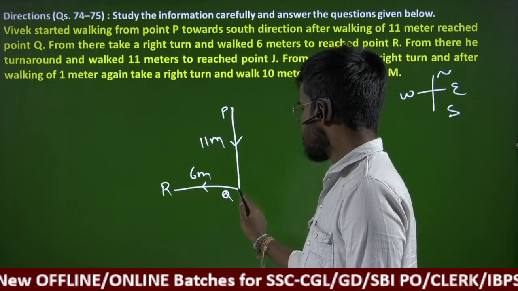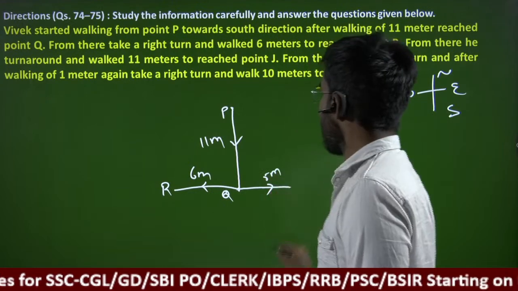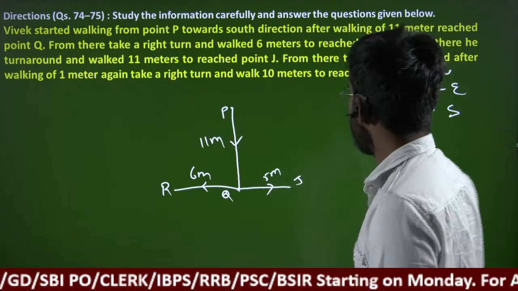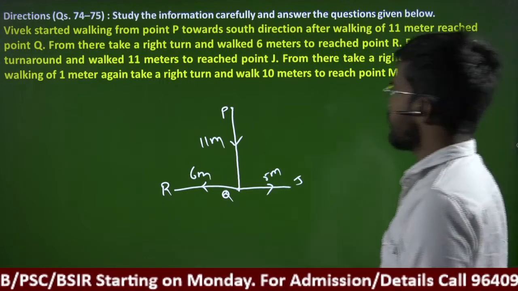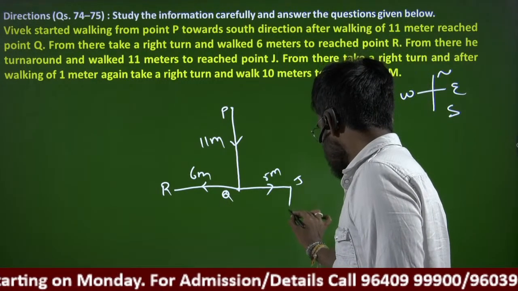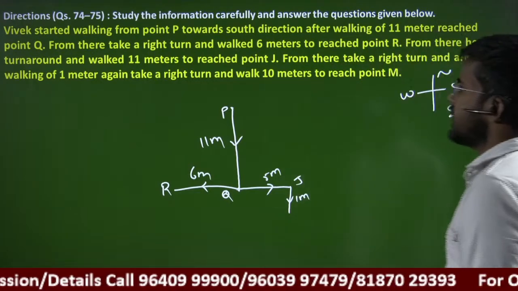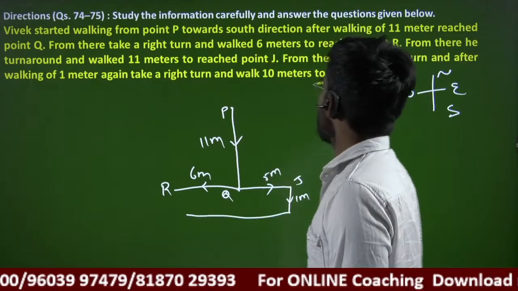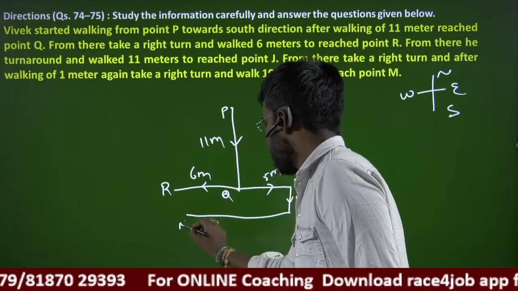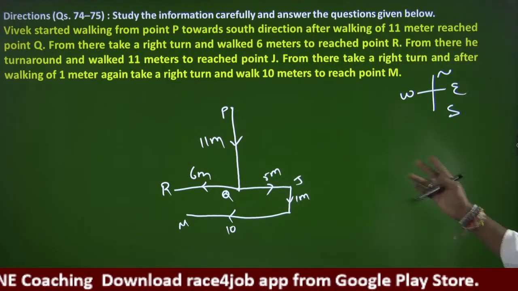Here he travels 6 meters, and the remaining 5 meters he travels to reach the point J. From there, he takes a right turn and walks 1 meter. Again, he takes a right turn and walks 10 meters to reach the point M. Here is the basic drawing as per the question.